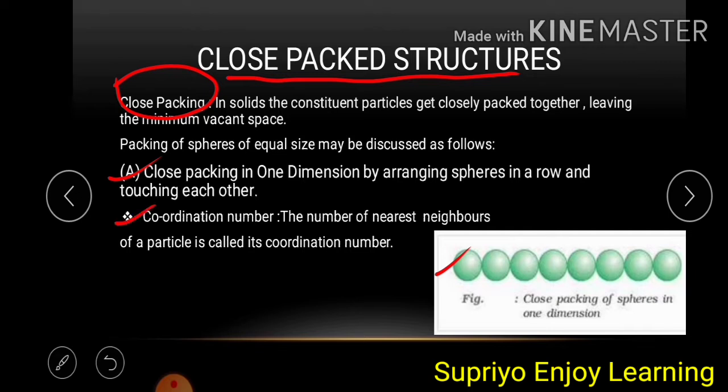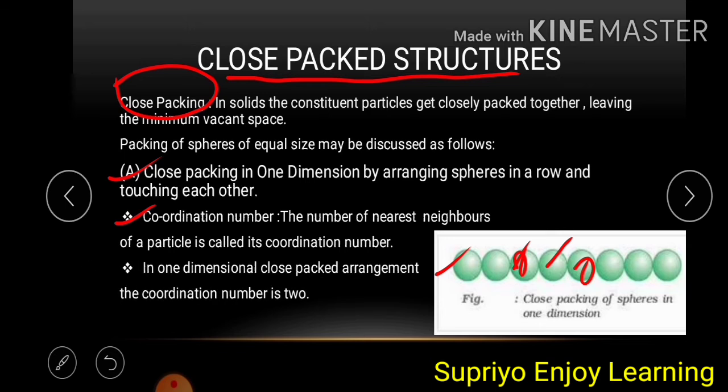Coordination number. The number of nearest neighbors of a particle is called its coordination number. Suppose here in one-dimensional close-packed structures, each particle has two nearest neighbors. So the coordination number for one-dimensional close-packed structure is 2.